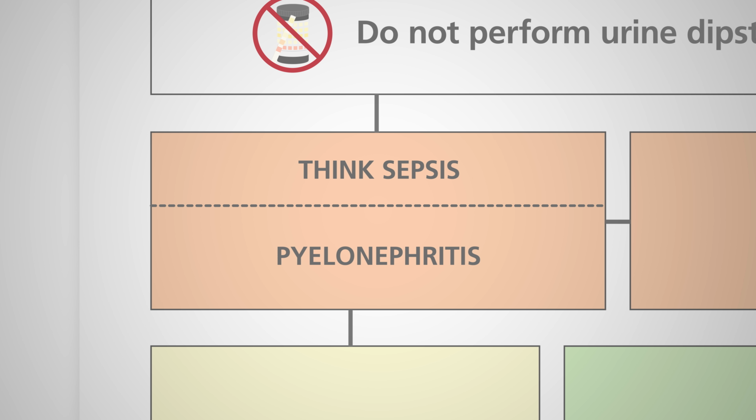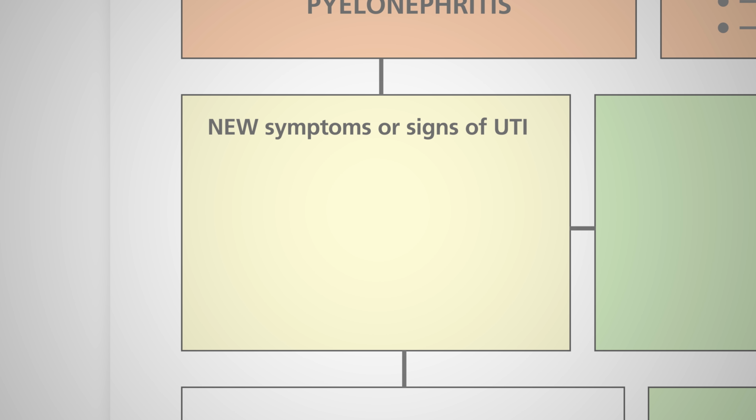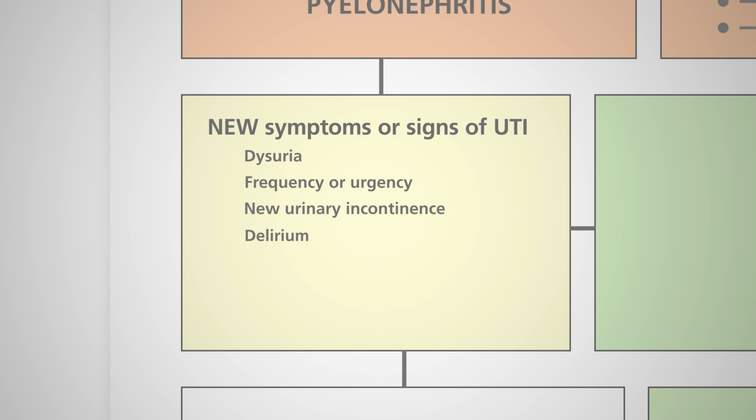Pyelonephritis, which is a UTI affecting the kidneys, is a serious infection and may require hospital treatment. If sepsis or pyelonephritis are suspected, follow the advice in the next box and consider the need for hospital admission. If there is no suspicion of sepsis or pyelonephritis, use the box below to assess for signs and symptoms of a UTI. These include new onset of dysuria, pain on passing urine, frequency or urgency, needing to pass urine more often or in a hurry, new urinary incontinence, wetting oneself, delirium, new confusion or agitation, suprapubic pain, pain in the lower tummy, and hematuria, blood visible in the urine.